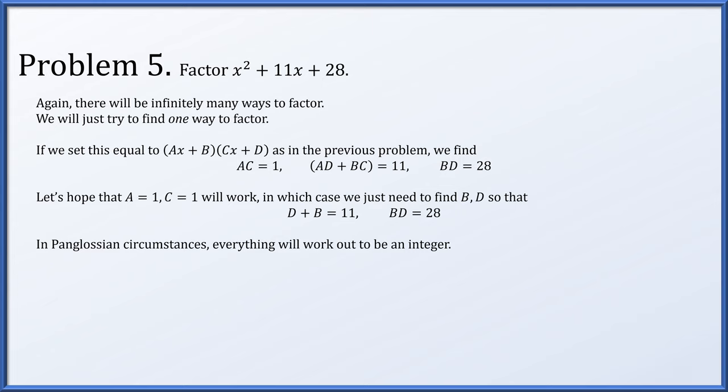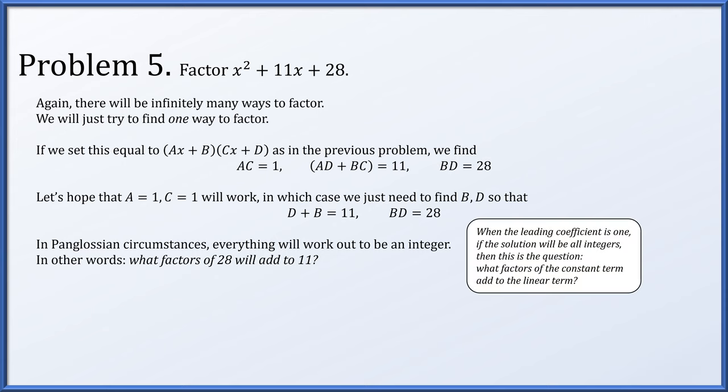Okay, and if we were in the best of all possible worlds, everything would work out to be just integers all the time. So we want factors of 28, b times d equals 28, to add to 11. There aren't that many factors of 28. We're going to be able to figure this out. And I want to point out, when the leading coefficient of your quadratic is 1, if the solution is going to be all integers, this is essentially what it boils down to: what way to factor the constant term, if you add those factors together, gives you the linear coefficient. But it's very specific to have a quadratic whose leading coefficient is 1. Then this will work out.